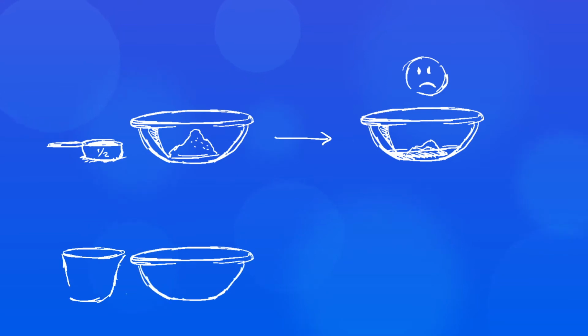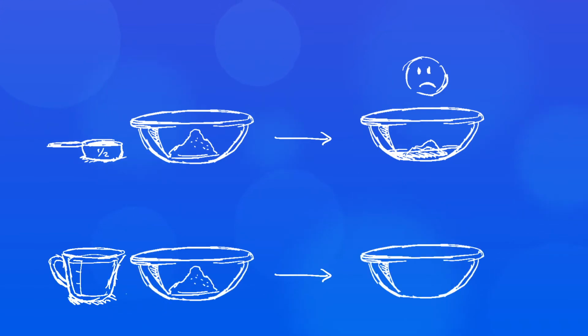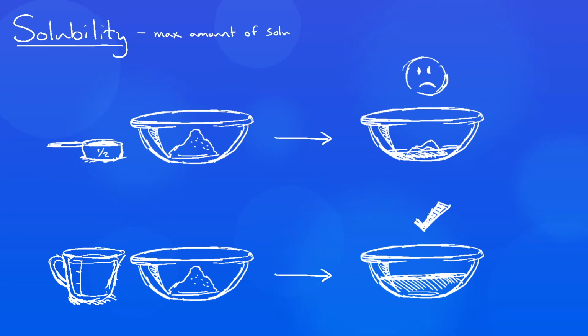Anyone who's ever done any baking knows that if you attempt to dissolve 2 cups of sugar in half a cup of water, it's probably not going to go too well. But if you add 3 cups of water instead, you'll get all those sugar crystals dissolved almost completely without too much effort. This example illustrates the property of solubility, which is a quantity that tells you the maximum amount of your solute that can be dissolved in a given amount of solvent.